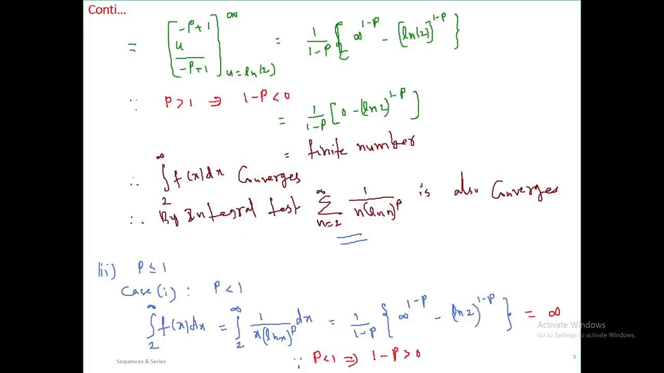Then 1 minus 1 is 0, and 1 by 0 is infinity. And here 1 minus 1 is 0, and infinity power 0 is undefined. So overall you will get undefined. That is why I am doing the p equal to 1 case separately.